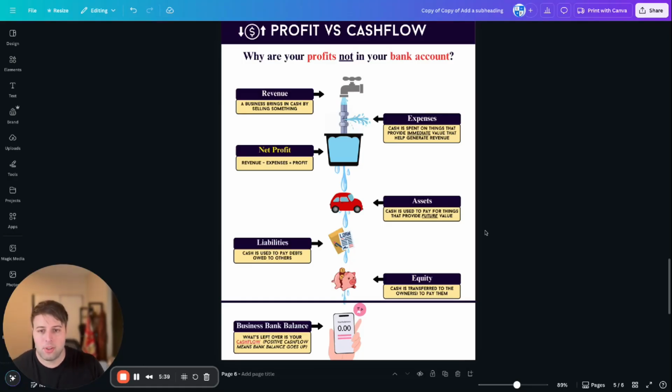Now, honestly, in my experience, assets, that doesn't happen too often. It depends on what business you have, like if you're e-commerce or something, or you have inventory. But the common thing I see all the time of like, all right, why is my profit not in my bank account? It's because of liabilities and equity.